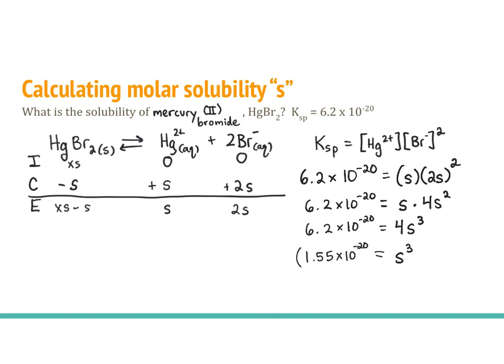And then I need to take the cube root of both sides to just get the molar solubility, S. So by doing that calculation, I found that the molar solubility for this is 2.49 times 10 to the negative 7th molar. So that means 2.49 times 10 to the negative 7th moles of mercury bromide will dissolve in any 1 liter of solution. That is the molar solubility of mercury bromide.